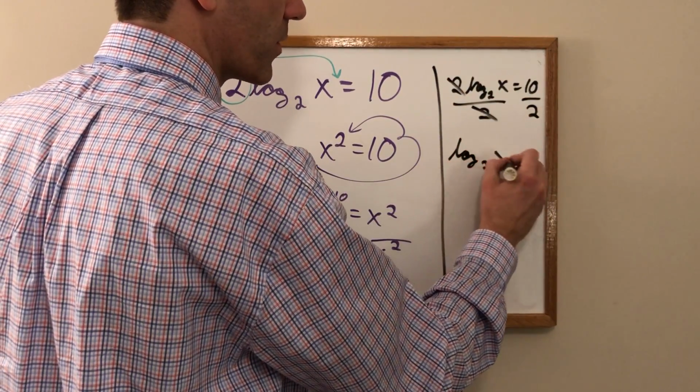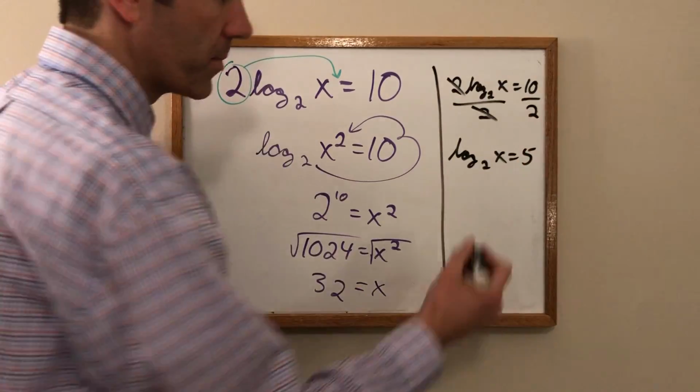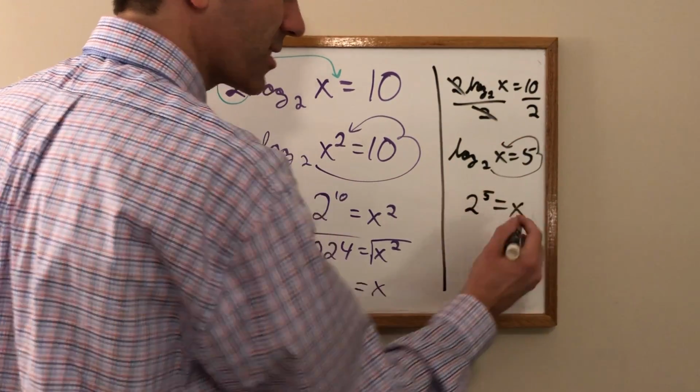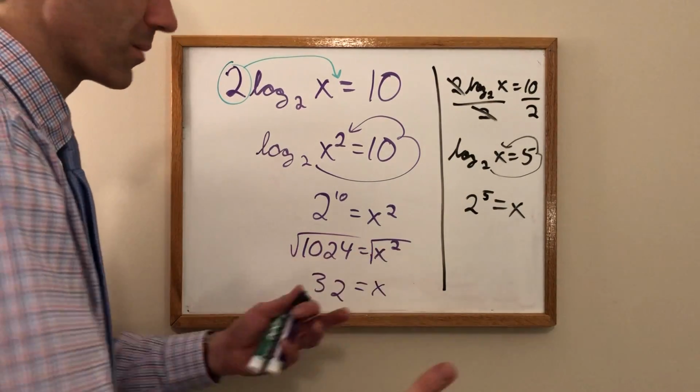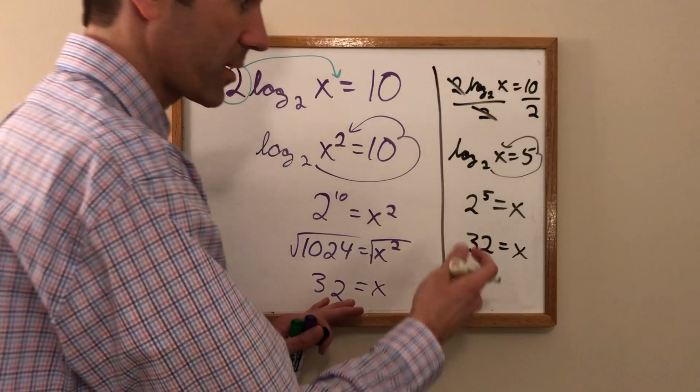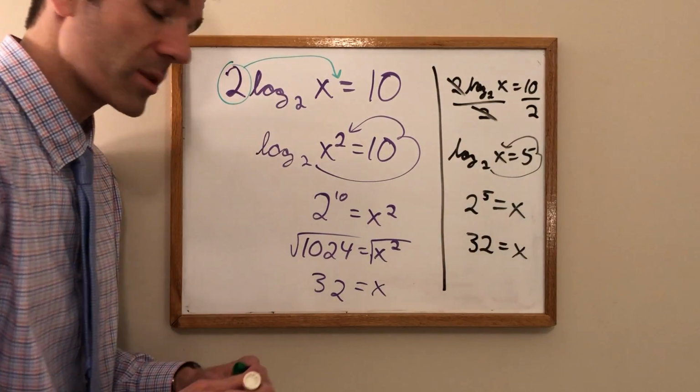So log base 2 of x equals, well, 5. And 2 to the 5th equals x. So 2 to the 5th equals x. It's just a little bit simpler. The numbers are a little smaller, in my opinion. 32 is x. So like 2 to the 5th is 32. We got the same answer. We just did it a different way.